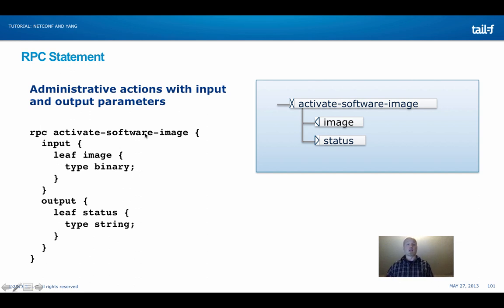We have an RPC activate software image with an input leaf image of type binary, an output leaf status of type string. But note well, could have been arbitrarily complex structures here. So a NETCONF client would supply a binary leaf here, and then the NETCONF server would respond with a string telling the result of the action.